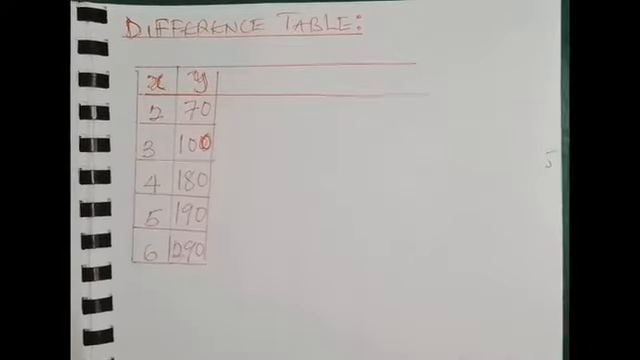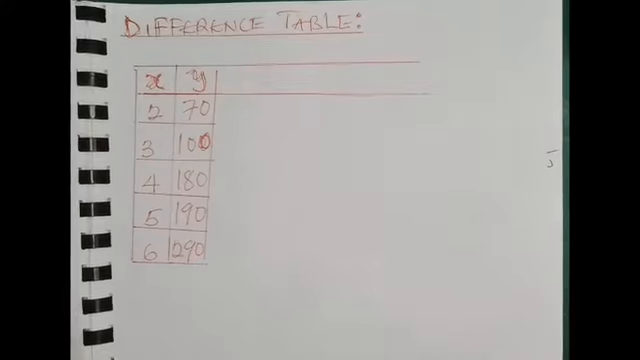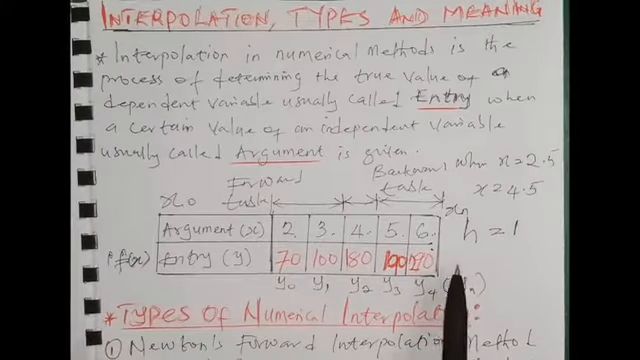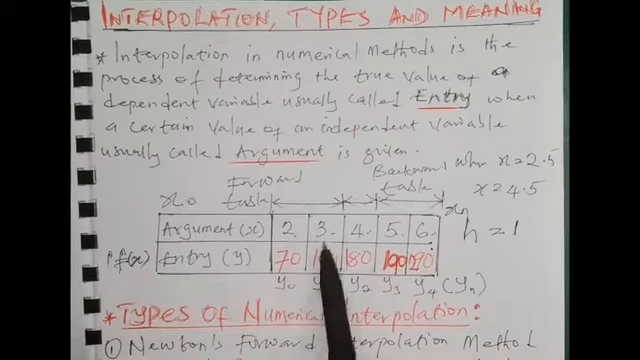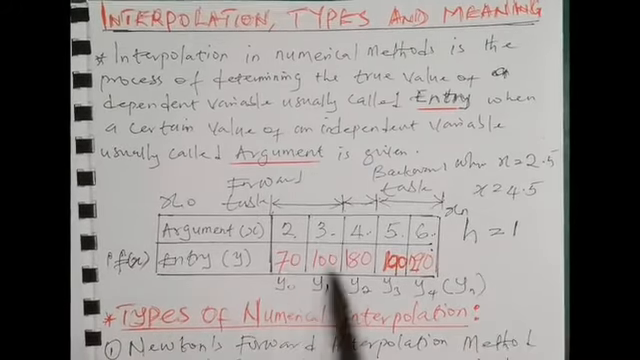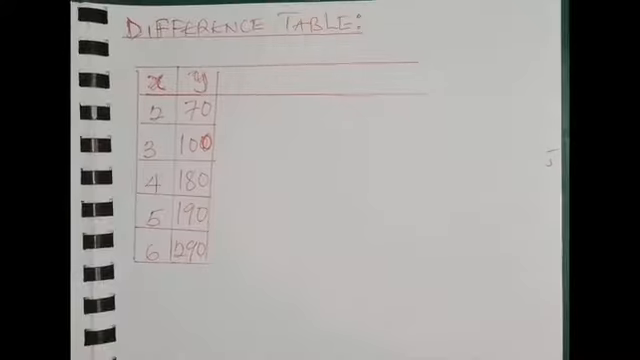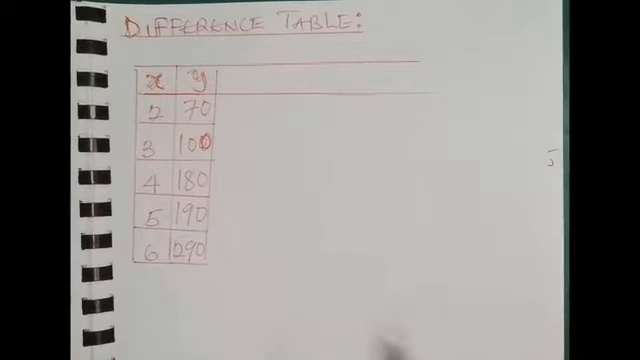Okay, now let's take a look at this table. This is actually a table of the first values given here. As can be seen, these are the arguments or the values of x. We have 2, 3, 4, 5, 6, and these are the values of y. So we have plotted them out here. So how do you form your difference table?